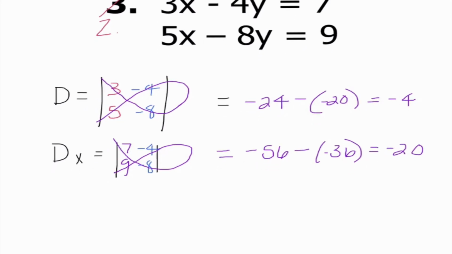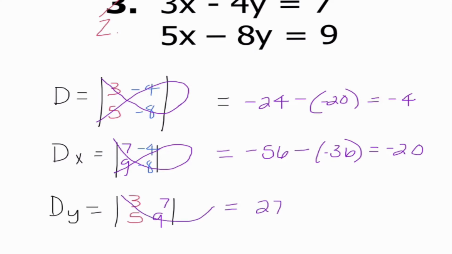Last but not least, I need to find d sub y here. This time, I know that my y column is being replaced with our constants, and my x column is going to be our x coefficients again, so 3 and 5. When we start in the top left-hand corner, 3 times 9 is 27. Mr. Determifish says, subtract, baby. 7 times 5 is 35. 27 minus 35 is negative 8.